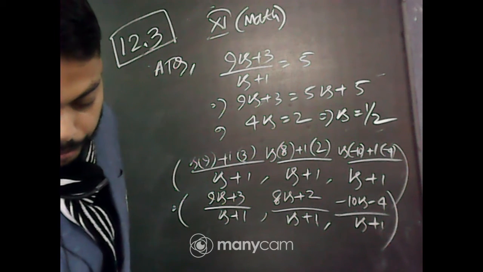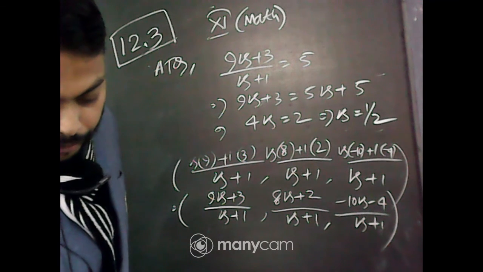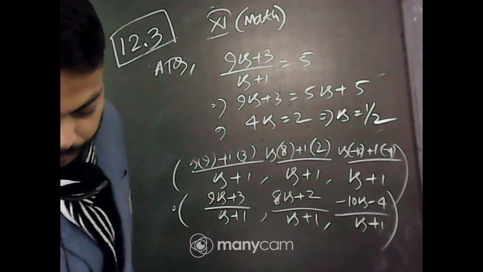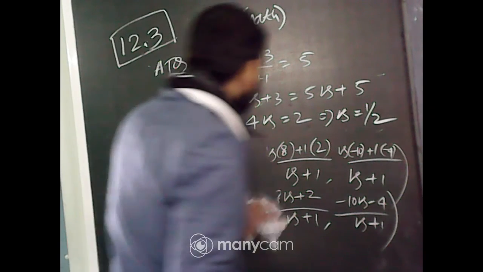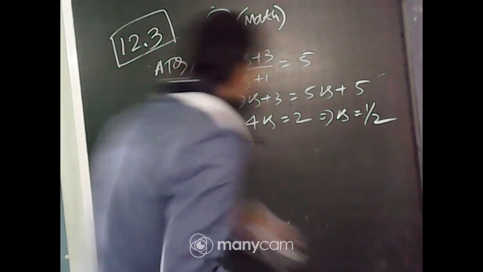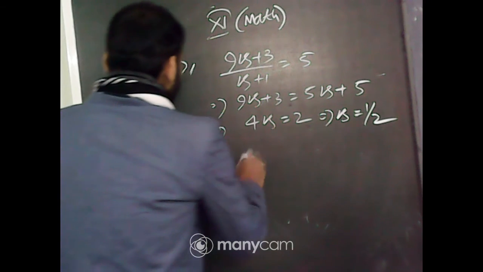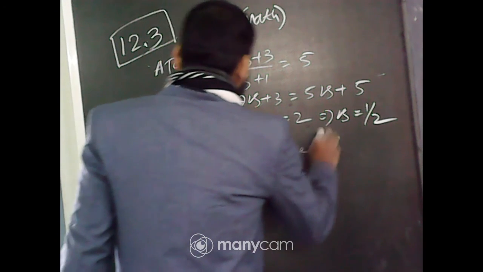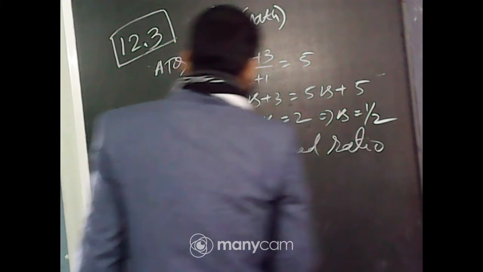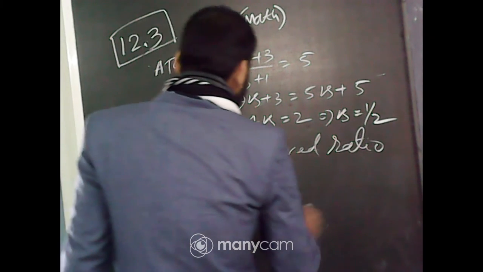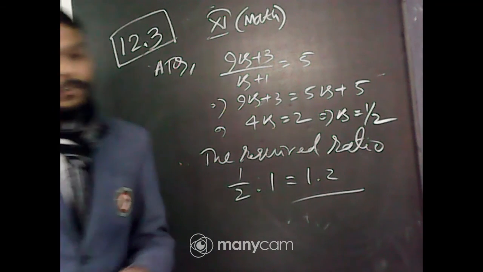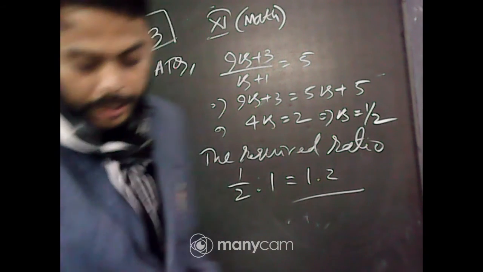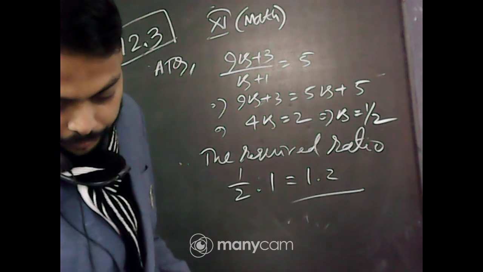Therefore, tell me the required ratio. The required ratio will be 1/2:1, that is 1:2, isn't it? You can't leave it in the fractional form, you have to convert it into integral form, isn't it?